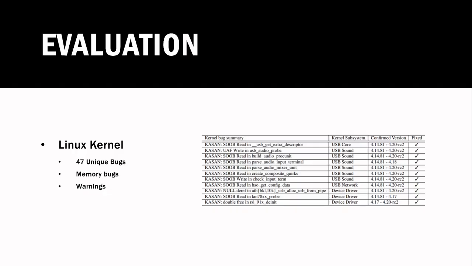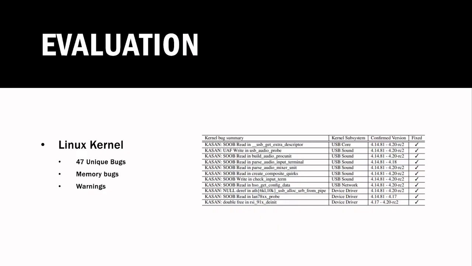In total, USBFuzz found 47 unique bugs in the kernels, with memory bugs being among those that were found. These memory bugs could lead to some crashing, could lead to code execution by the attacker, or could lead to data leakage where the attacker can get sensitive information. Other bugs that were found were simply warnings of some potentially dangerous statements that would lead to an unexpected kernel state, but that would have to be evaluated just to find out whether it is or is not serious.